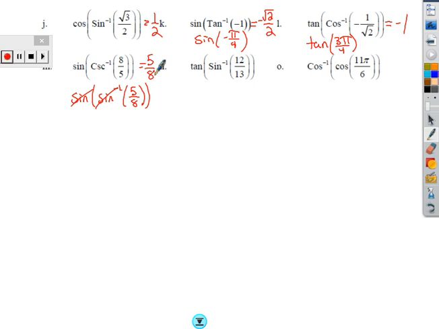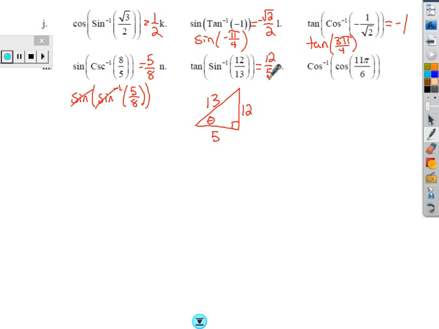Now next I see I'm taking the inverse tangent of 12 over 13. Pardon me, the sine inverse of 12 over 13. So if I draw my triangle, I know this is 12, this is 13, and using the Pythagorean theorem, I know that's 5. And I know that tangent is opposite over adjacent, so this would be 12 over 5.